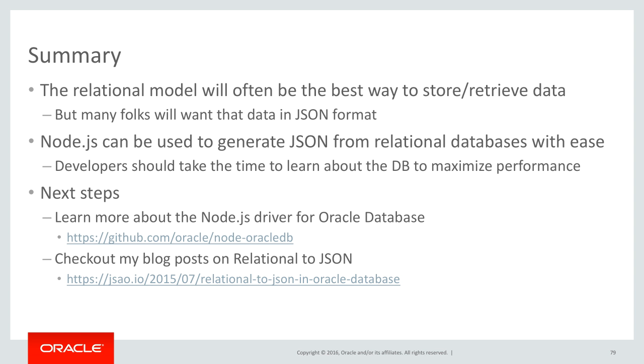So in summary, the relational model may often be the best way to store and retrieve data, but a lot of folks are going to want that data in JSON format. Luckily, there's lots of tools to convert to and from, and Node.js is an excellent option to do just that. But developers should still take the time to learn about the databases they're working with in order to maximize performance.